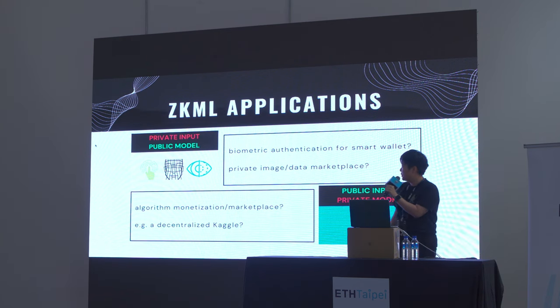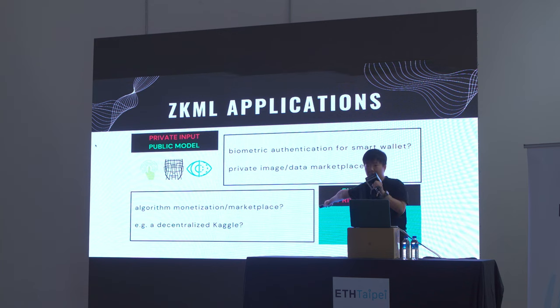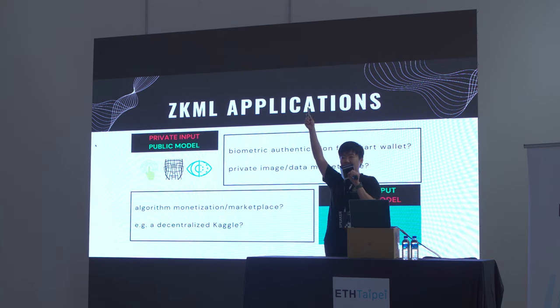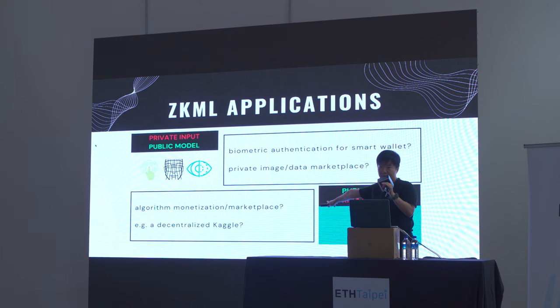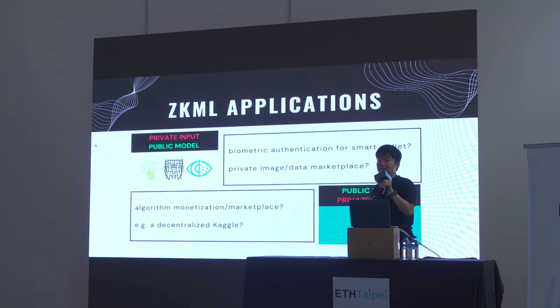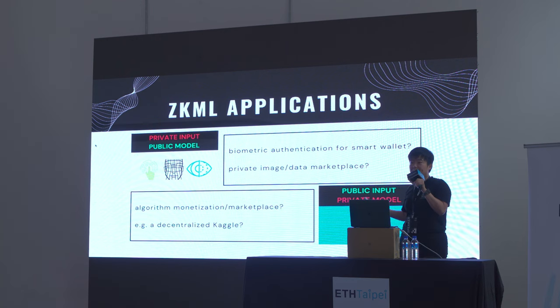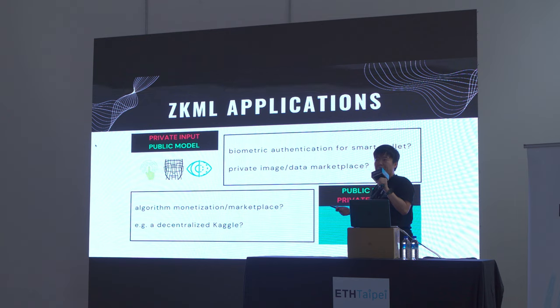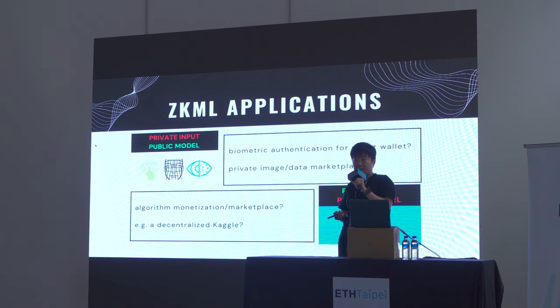On the other hand, for the public input, private model use case, the most relatable one is probably Kaggle. Has anyone heard of Kaggle? Great. Machine learning people, or other Web2 companies, will be very familiar with Kaggle. Kaggle is a bounty platform where companies can set up competitions that people submit their machine learning models to. The only problem is that in order for your model to be evaluated by the Kaggle platform, you need to submit your whole source code. You're only trusting Kaggle's privacy policy that they are not leaking it. In a way, you're handing over your model before even winning any prize.